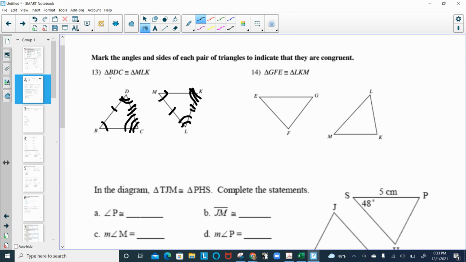And then really the last side is B to C and M to K. But process of elimination, they're the only ones left over. So take a moment, pause your video, try out number 14, and then compare it with mine in just a moment.